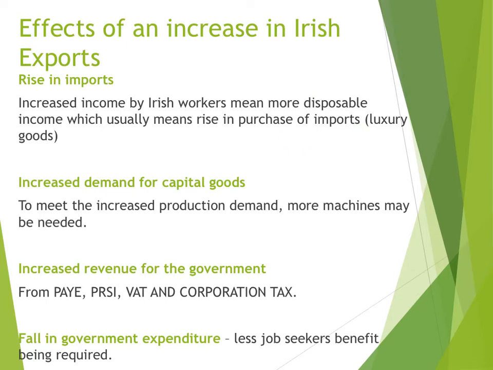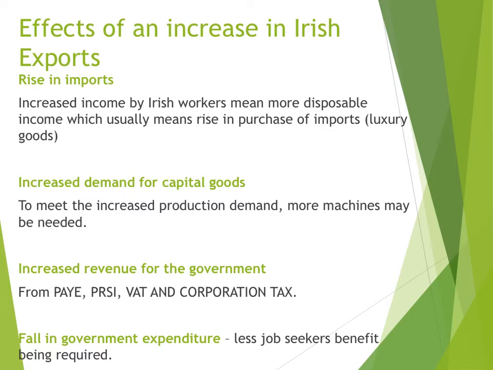So the first one, not so good. The second one can be positive or negative. If more machines replace people, then that's going to be an issue, so we see a decrease in labour and an increase in capital. And then I suppose when we look at increased revenue, that is a good thing for the government, and so is a decrease in government expenditure.